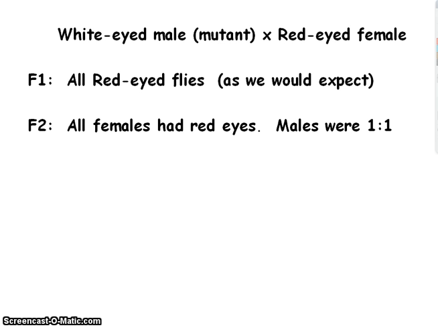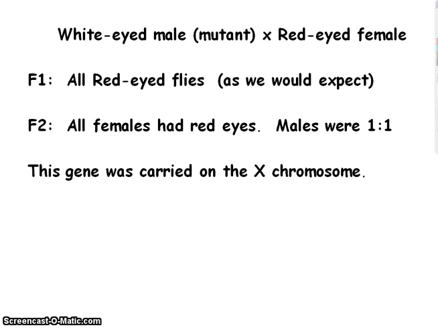In the second generation, all the females had red eyes, but the males came out 50% of them with red eyes, 50% of them with white eyes. So he knew this was not a normal cross because it was affecting the outcome on males differently than females. And so his conclusion was, this is a gene that's carried on the X chromosome.